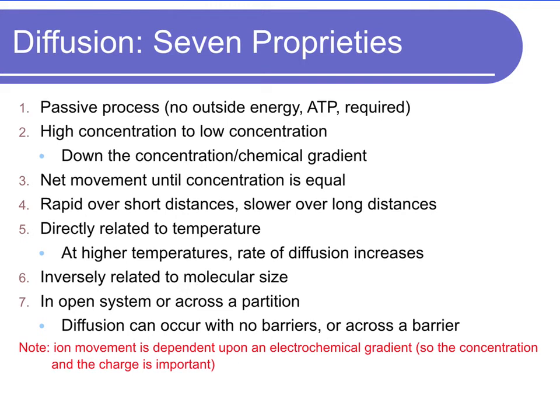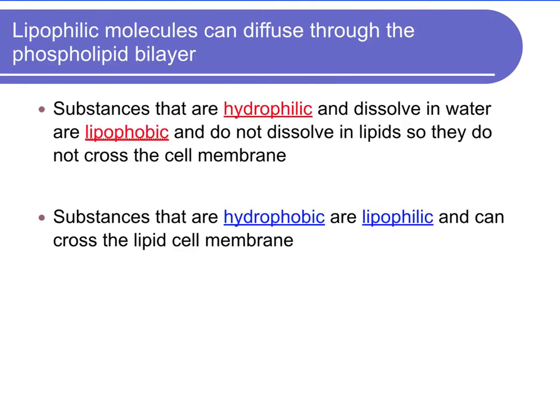And I've been talking about diffusion happening across a cell membrane, but it can happen in an open system as well. So no membrane is needed. So for something to move across the membrane, because our membrane is a phospholipid bilayer, lipophilic molecules tend to dissolve easily and move easily across the cell membrane. So they diffuse much more easily than lipophobic.